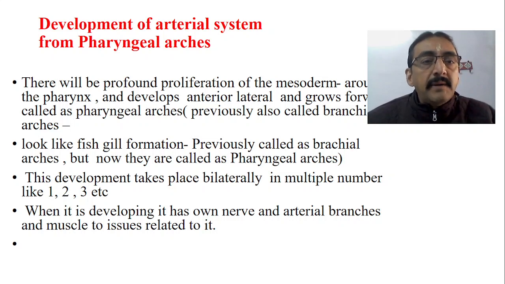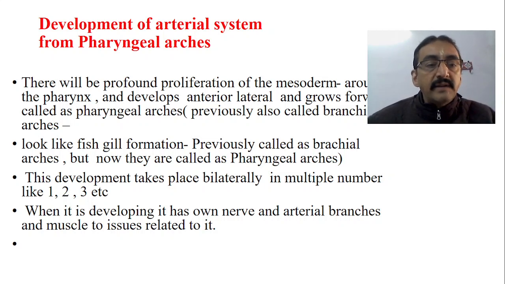The development of these arches takes place bilaterally in multiple numbers, like 1, 2, 3. When they develop, each has its own nerve, its own arterial branches, and also the muscles and tissues related to it.